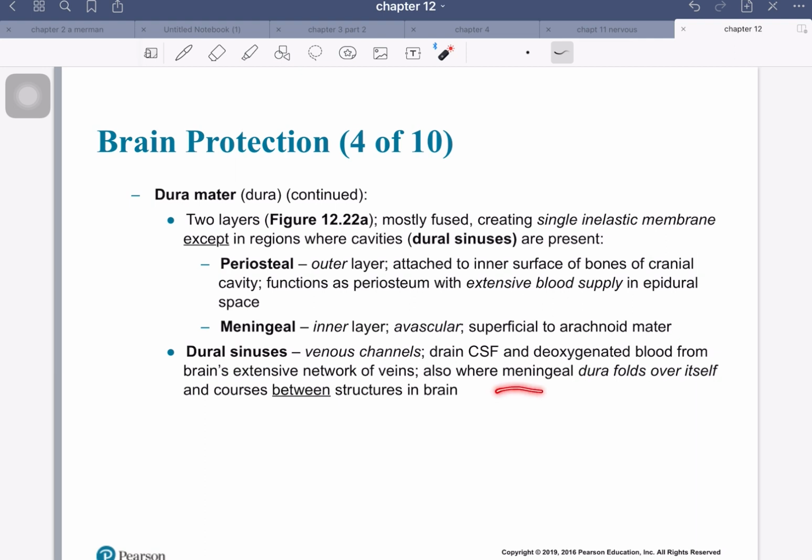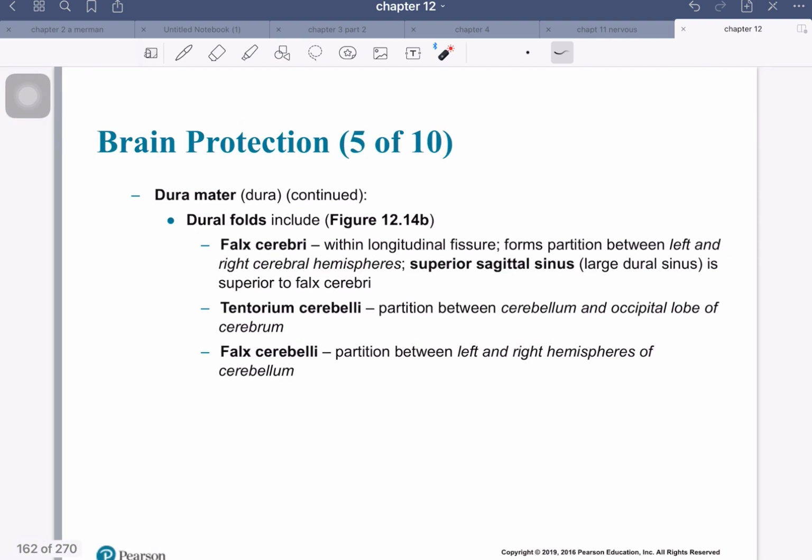It's also where the meningeal dura folds over itself and courses between brain structures. So we're going to see there's some spaces where the dura actually sort of has itself wedged in between certain structures of the brain, and we'll see that. So these dural folds, we'll give them the name. There's the falx cerebri, and this is a longitudinal fissure, and this separates the left and right cerebral hemispheres, and within that we find something called the superior sagittal sinus, which is a really large dural sinus, and that's sort of the superior aspect of the falx cerebri.